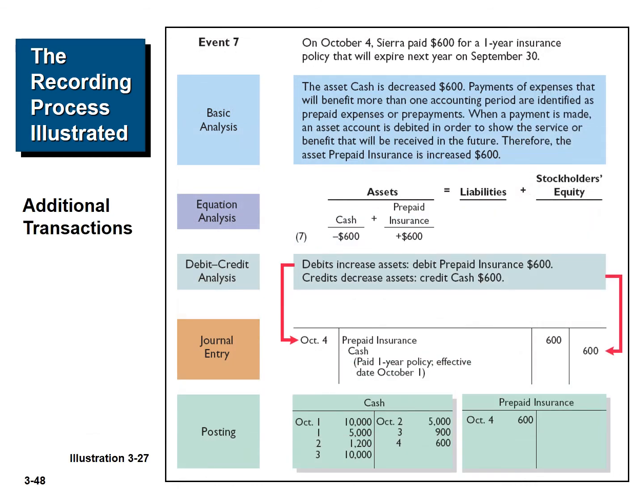All right, event 7, October 4th, Sierra paid $600 for a 1-year insurance policy that expires on September 30th. Take a minute, read through this, see if it makes sense. If it doesn't make sense, this is when you need to send me an email and say, I don't understand event 7 or event 4, 2, 1, whatever it is. Okay, let's go on to the next one.